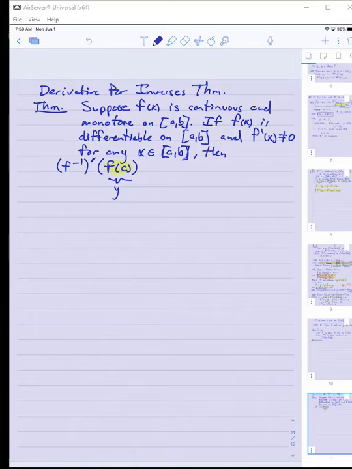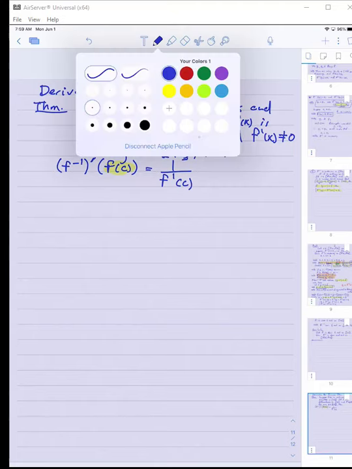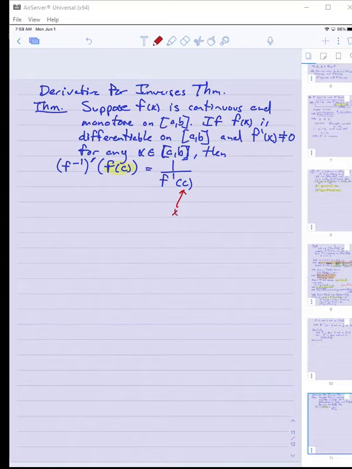When I take the derivative, the same thing should happen. I should still get a function that accepts inputs that I'm thinking of as y values from the original function. And so the formula here is going to say, if I take an x value of c, plug it into f, then take the derivative of the inverse function and evaluate it at this value, then what I'm going to get is 1 over f prime of c. So again, notice I'm definitely thinking of this as an x value, and then we're thinking of that as a y value.